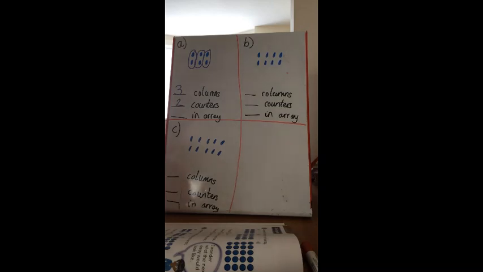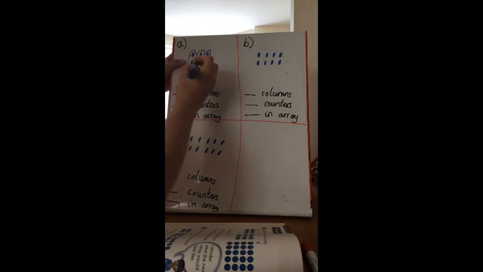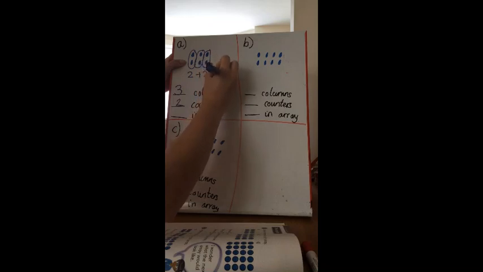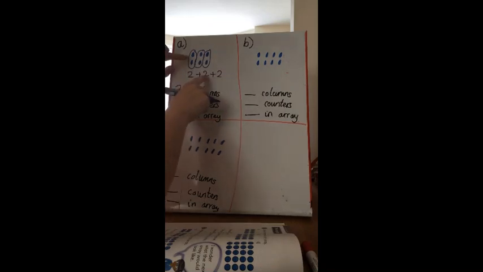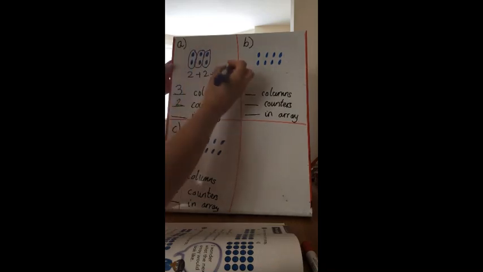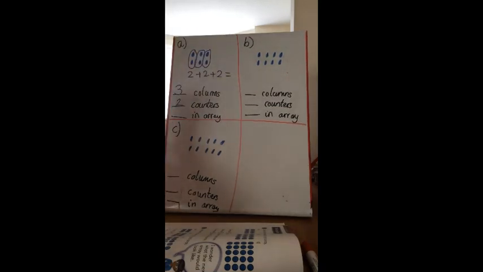So now we need to work out how many in the whole array. So we're counting in 2s, and there's 3 columns. So 2, add 2, add 2. 2 for this column, 2 for this column, 2 for this column. 2, add 2, add 2, 2, 4, 6. So there must be 6 in this array.